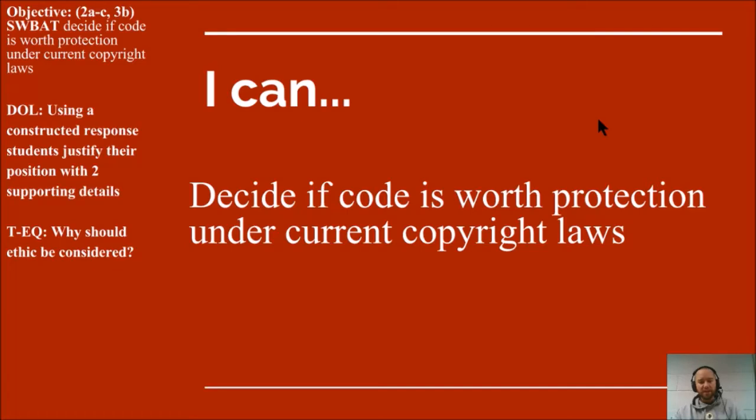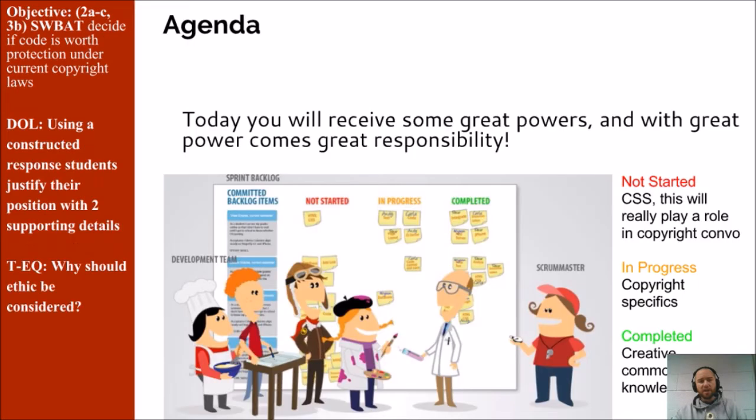The objective today is to decide if code is worth protection under current copyright laws. So it's the second part of a three-part lesson on thinking about code and copyright together. Today you'll receive some great powers, and with great power comes great responsibility. I'm about to show you something really cool today.